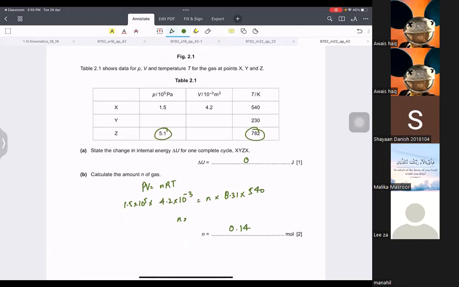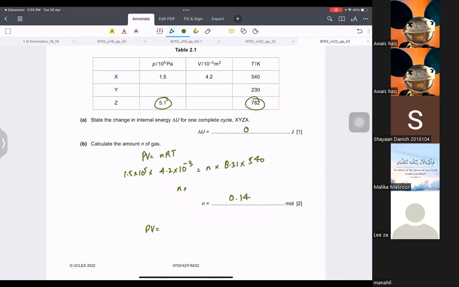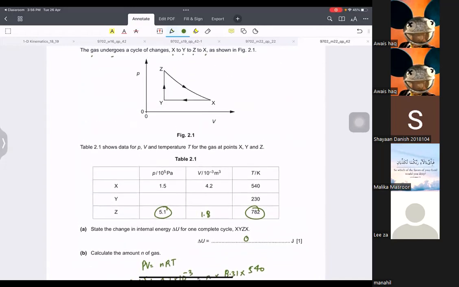अच्छा, अब हम करते क्या? PV equals nRT. 5.1 times 10 raised to 5. Moles are the same. 8.31, 782 times V. Okay, so V is, anybody got the answer? Sir, 1.8 times 10 power minus 3. 1.8. Okay. Acha, now to do the next part, it is pretty easy because it is from X to Y.